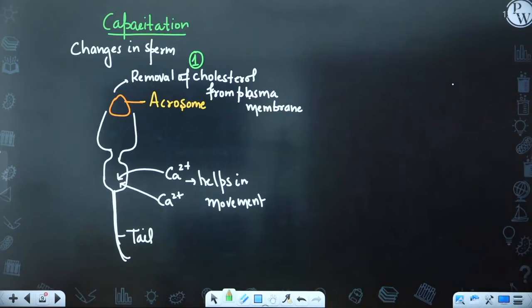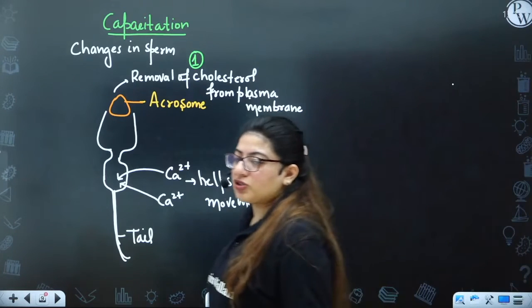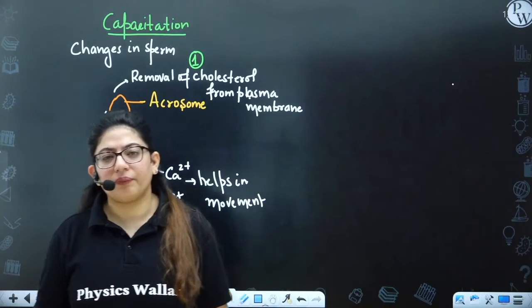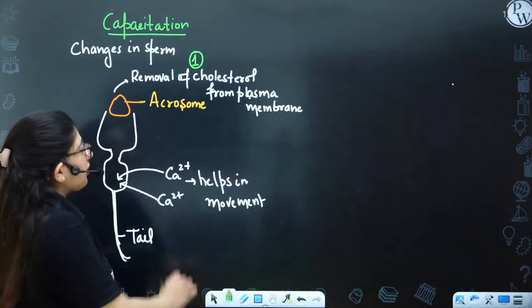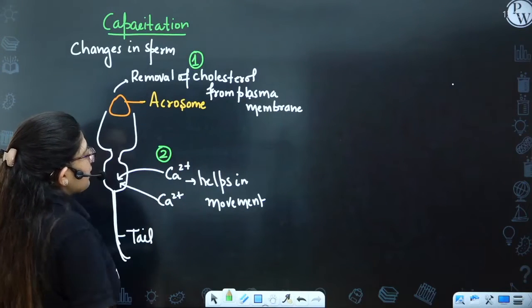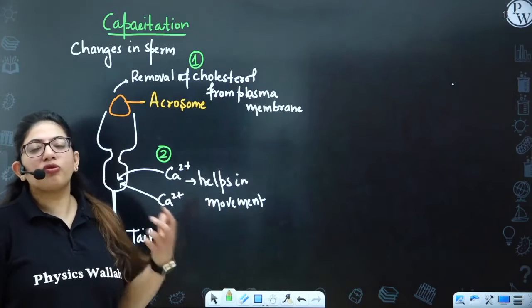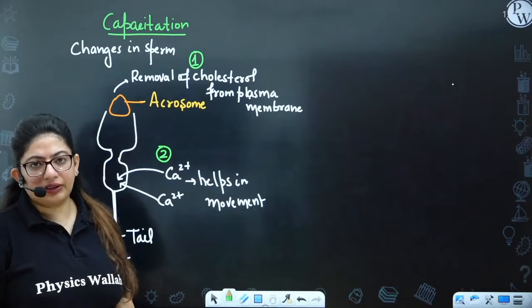Why is there a need for the acrosome to get exposed? Because it contains a lot of these proteases or enzymes that help in penetration. Penetration to what? The ovum. The second thing that will happen is entry of calcium ions. As a result, there is more movement of the tail and it will run like anything.